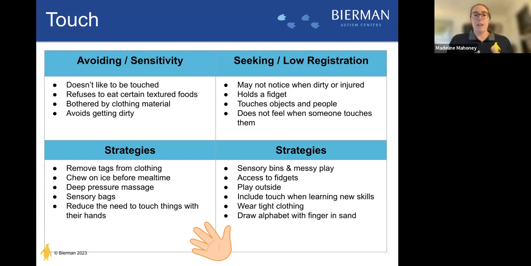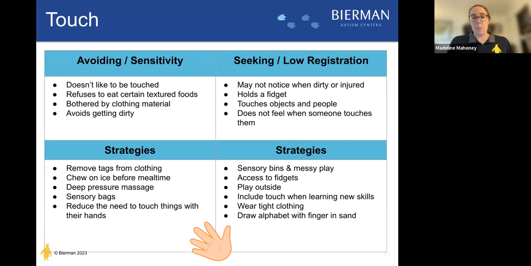If someone is avoiding in touch or is very sensitive to touch, this may present as someone who doesn't like to be touched, being a quote unquote picky eater and refusing to eat certain textured foods. Certain clothing material may be really bothersome and they may avoid getting dirty.